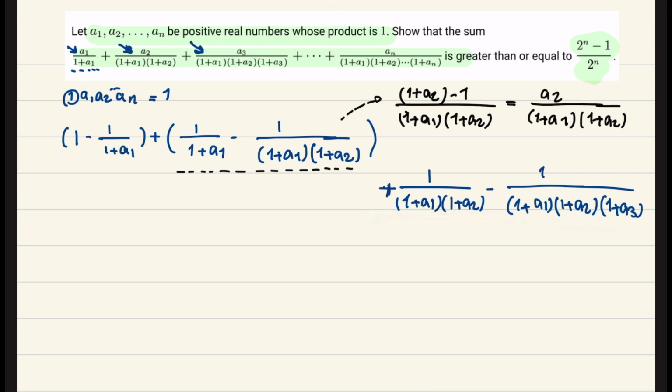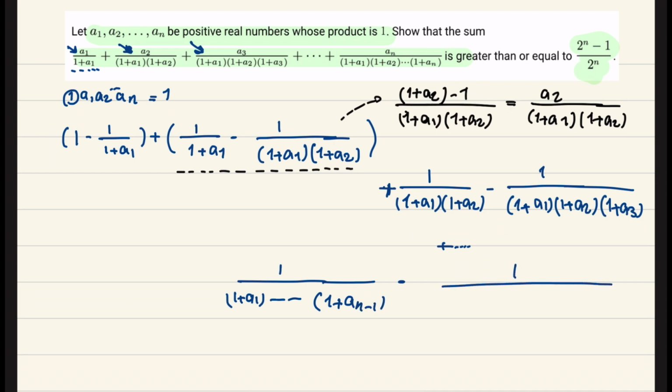So this was the third term, and you can do the same thing for the nth term. So I'm also writing the nth term here, and the nth term will be equal to 1 over 1 plus A1 until we have 1 plus A(n-1), minus 1 over 1 plus A1 times until we have 1 plus AN. Yeah, these are all the expressions that we have to deal with in this problem.